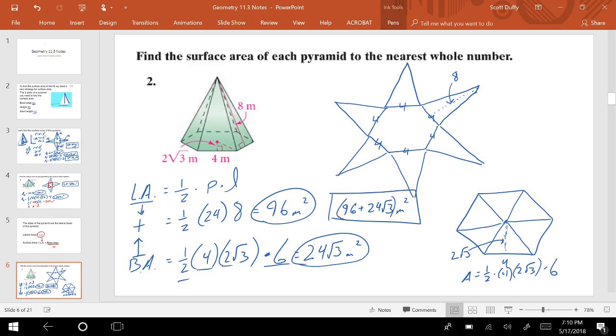Notice that I didn't multiply by the square root of 3 because that would give me a long decimal. Now, if you wanted to get the long decimal, you could still do that in your calculator. 96 plus 24 times the square root of 3. You get 137.57. But I believe that the book wants you to give that answer.